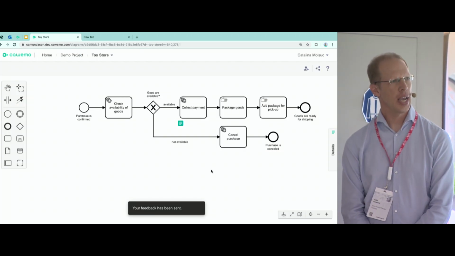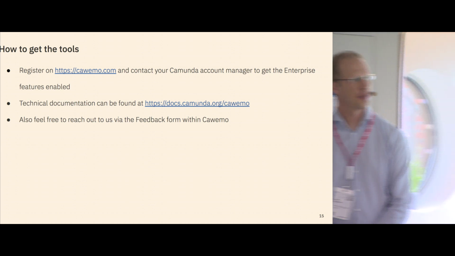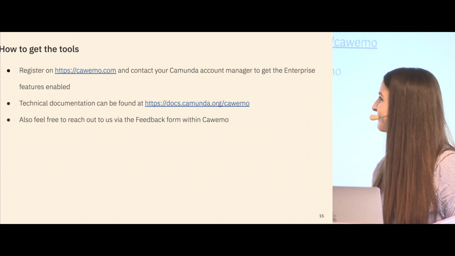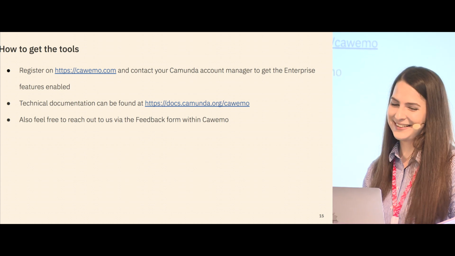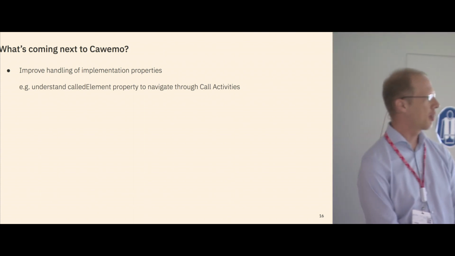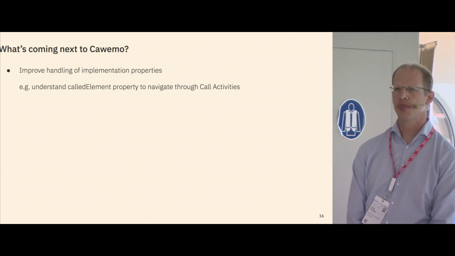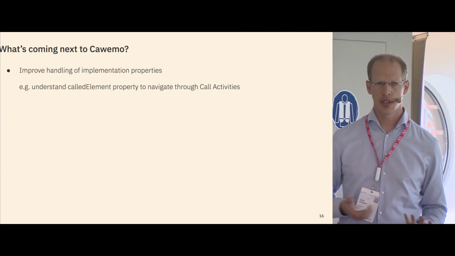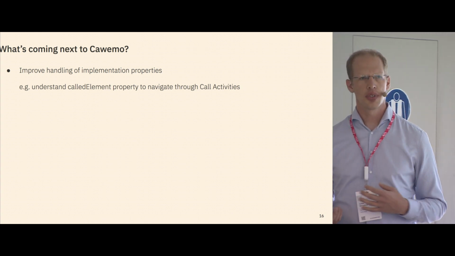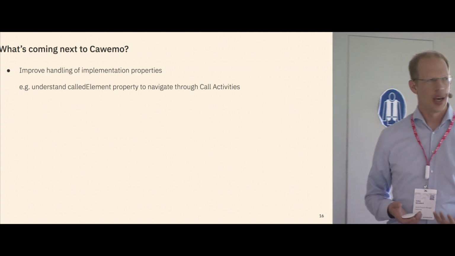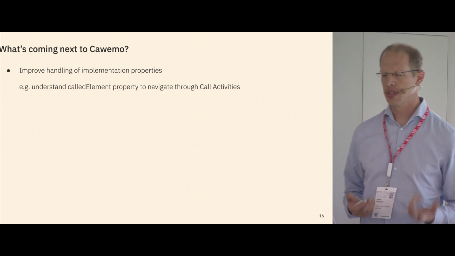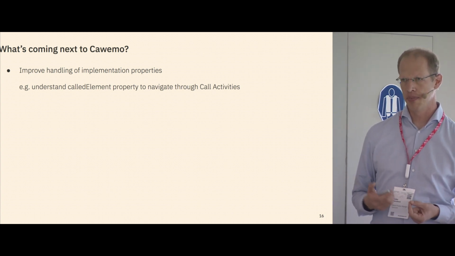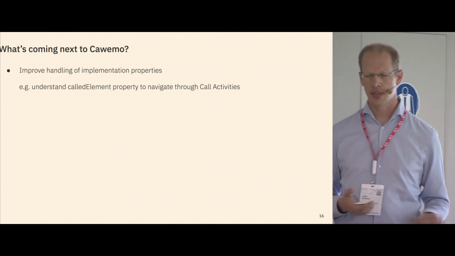Okay, so now that we know how to get all this, what's next in Cawemo? That's a good question. Daniel already mentioned a few things yesterday, so let's take a look. We are improving the handling of implementation properties in Cawemo. You know that they are currently rather not visible. The XML is still keeping them, but they are not visible. And we want to look at how we can make sense of them. One thing is, for example, for call activities, to understand the called element property. If we have both diagrams already in Cawemo, we can automatically link them because we can understand the property. That's one case.